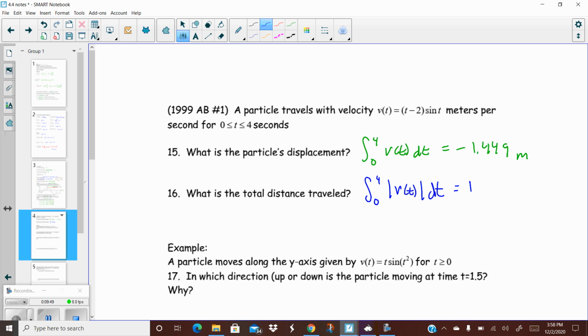So equals 1.913 meters. So what this is saying is this particle traveled a total distance of 1.913 meters and ended up 1.449 meters to the left of where it started from, because that was the displacement. So that's what this is saying.